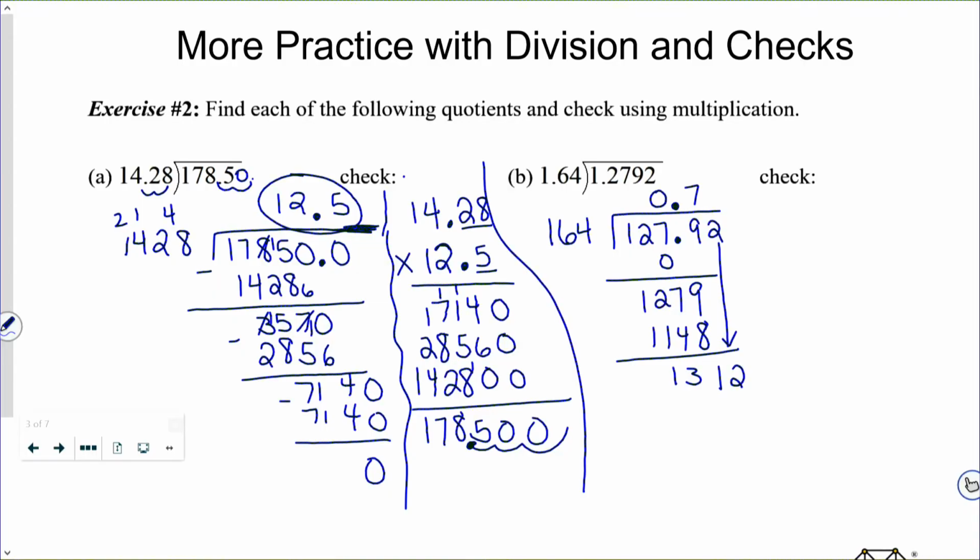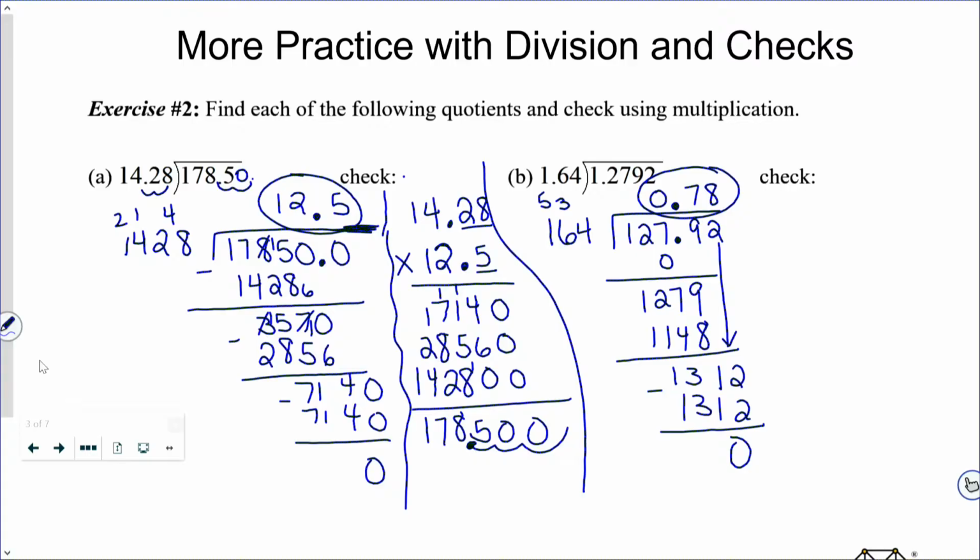Boop, all the way down there. Now I have to think about how many times 164 goes into 1,312. This time I'm going to guess 8. All right, 8 times 4 is 32. 8 times 6 is 48, plus another 3 is 51. And 8 times 1 is 8, plus another 5 is 13. Awesome. Subtract, remainder of 0.